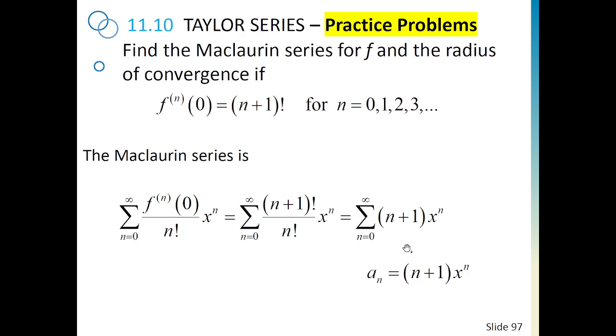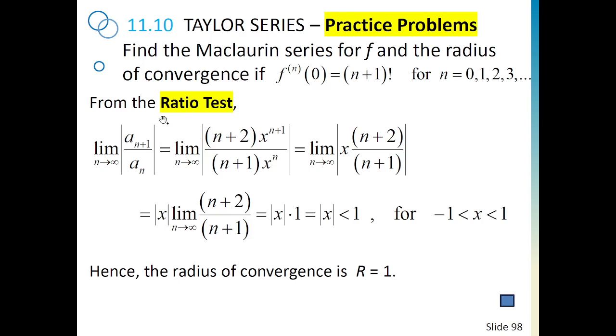Now, that was straightforward, just plug in. The general term is obviously n plus 1 times x to the power n. And they ask us to find the radius of convergence. So how do we do that? What do we do to find the radius of convergence or interval of convergence? Well, in general, what you will do is use the ratio test.